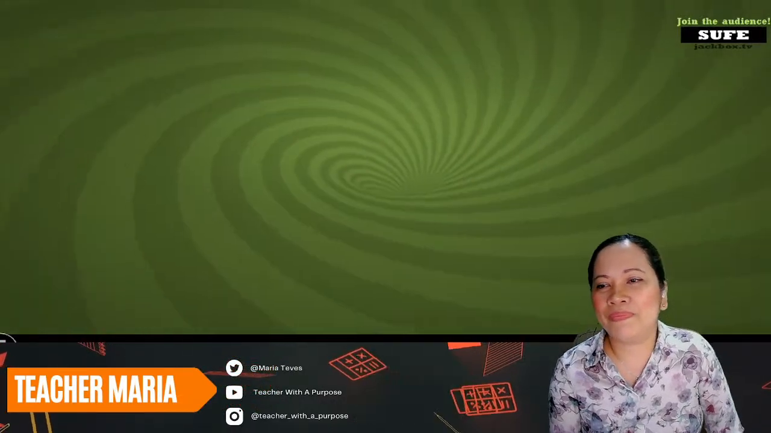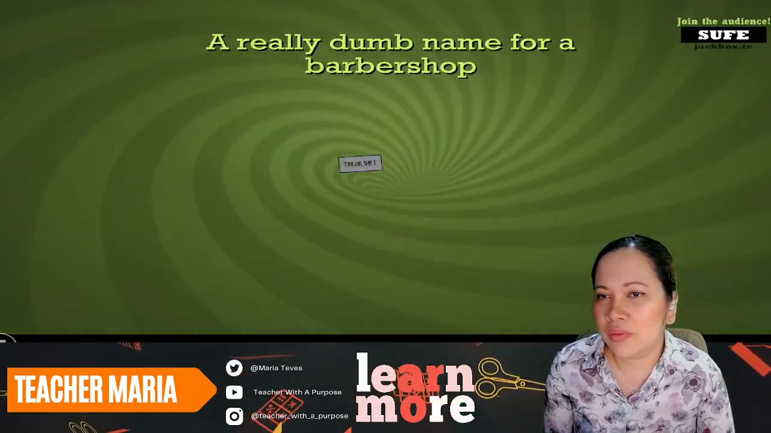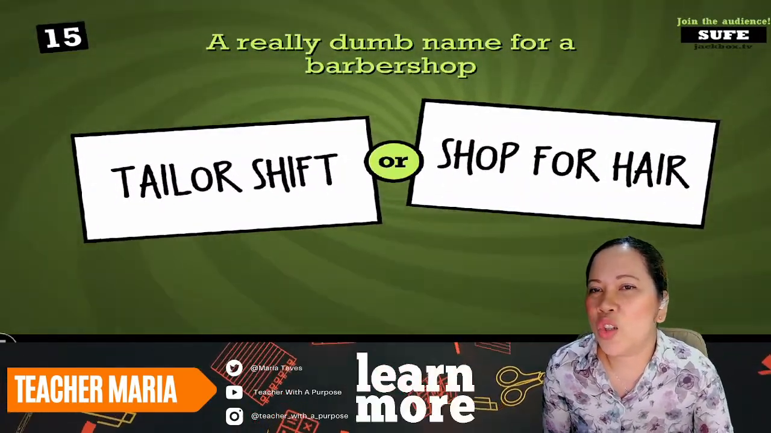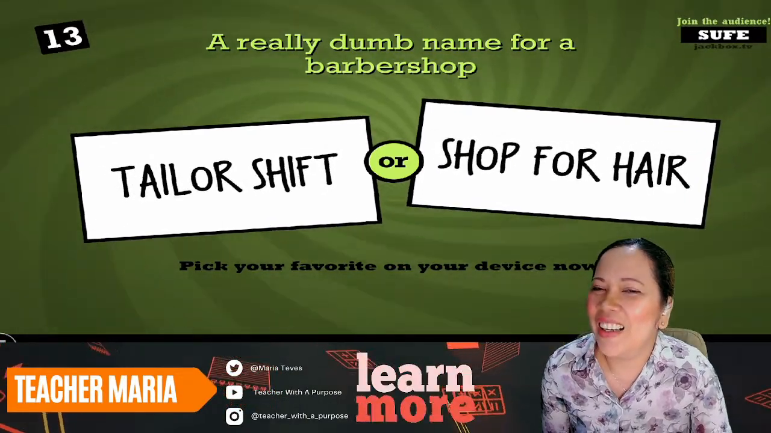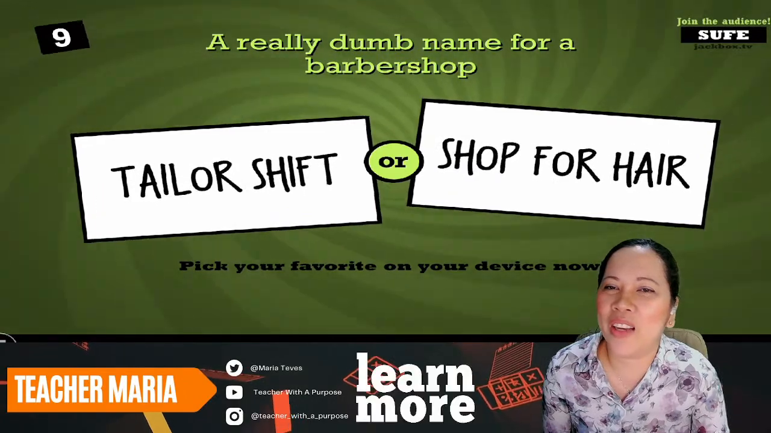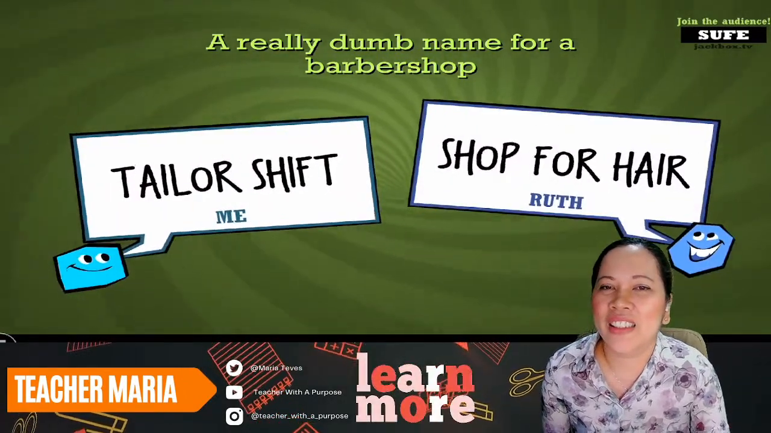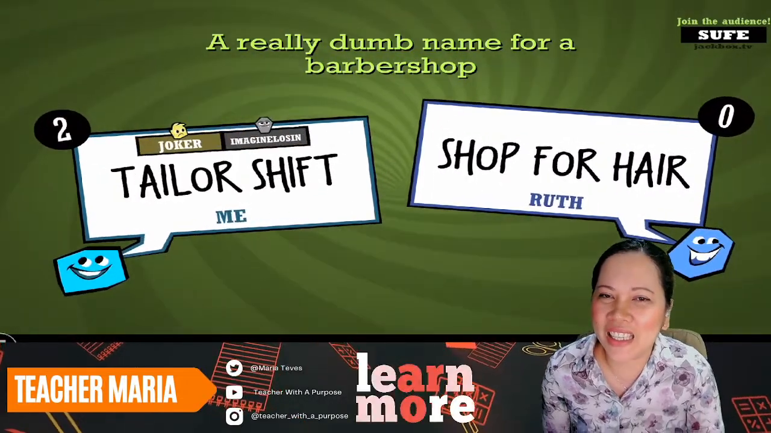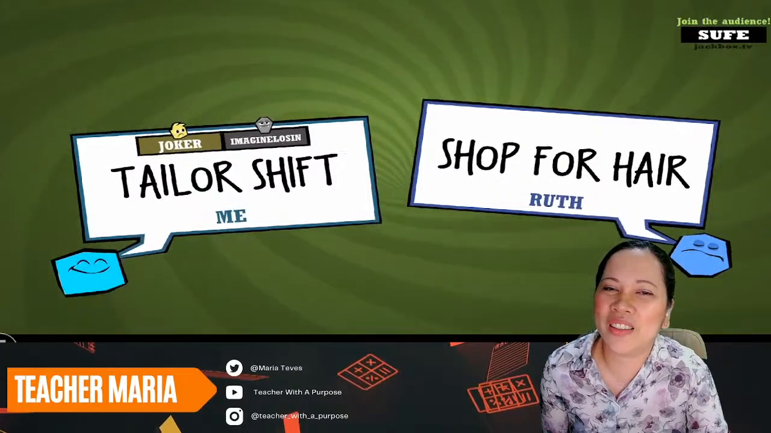Nice one. Next in the hopper, a really dumb name for a barber shop. Time to vote. Shop for hair. What? I don't understand. Okay. All right. Let's see. Joker. Thank you, Joker.